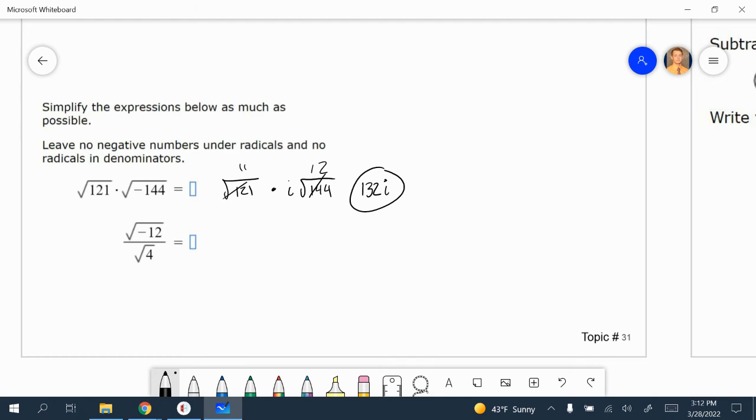Moving on to the next one. If I pull out an i right away, I'll have the square root of 12 and the square root of 4 on the bottom.